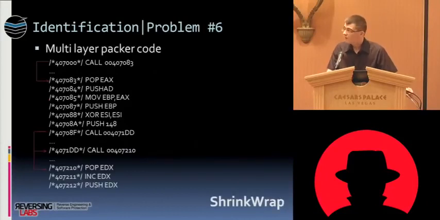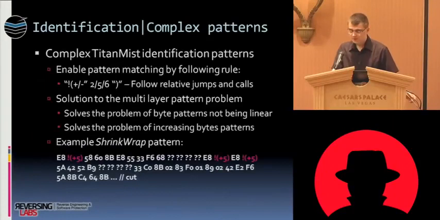And the next problem is related to the previous one, and we said, okay, if we can follow DWORDs, why not follow calls as well? Because this is a non-linear signature now, we can follow calls and continue our pattern matching inside them. So this is an example of Shrinkwrap. And it has a couple of calls that follow into each other, and we said, why not have a pattern that can identify this? So this is how it looks like.